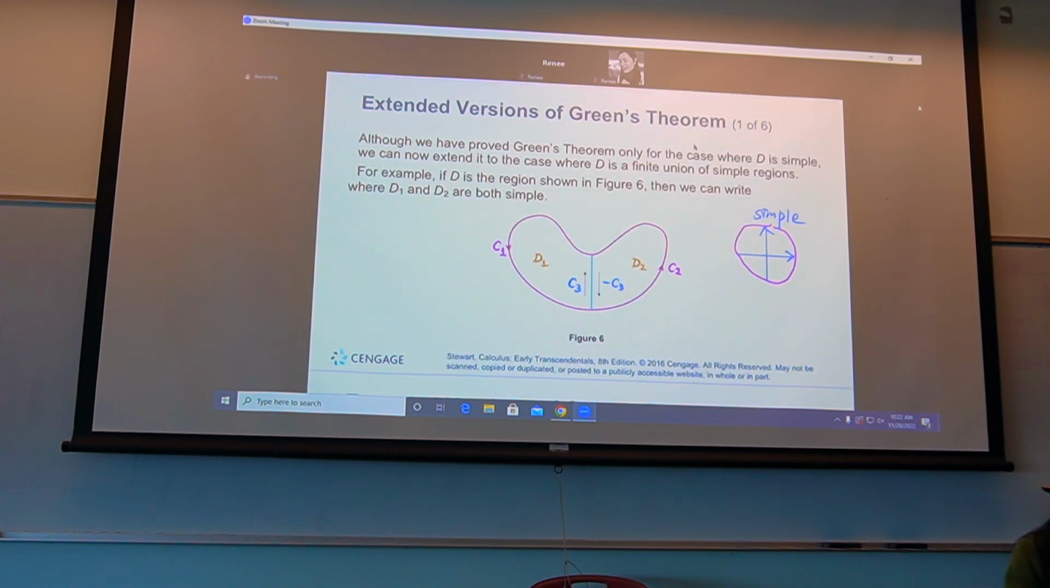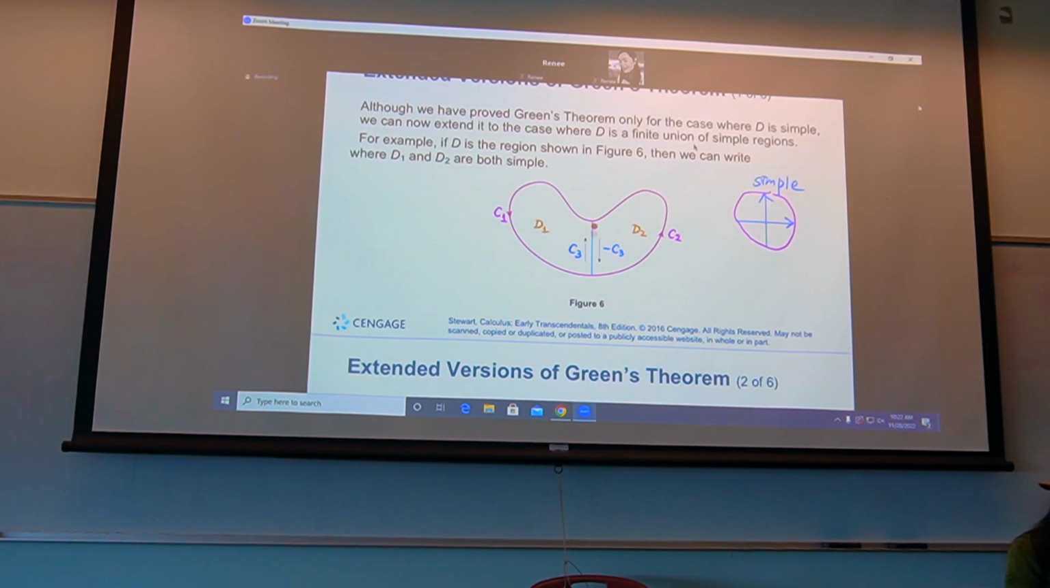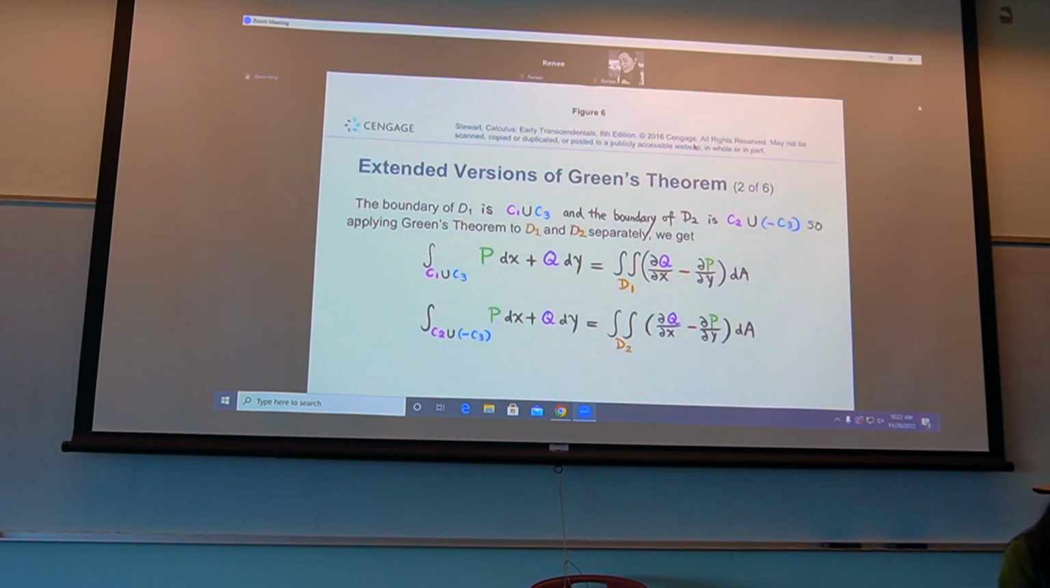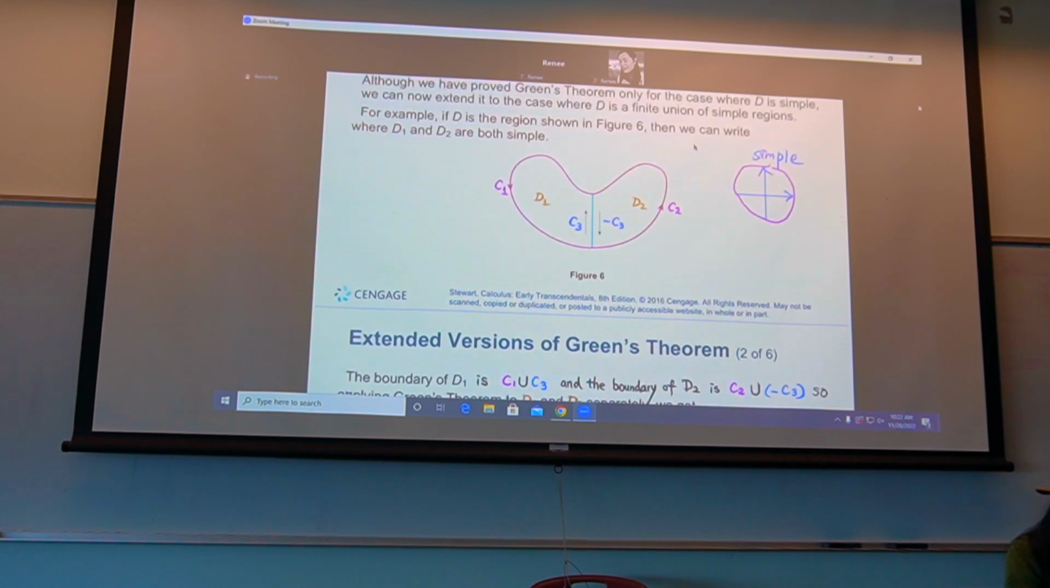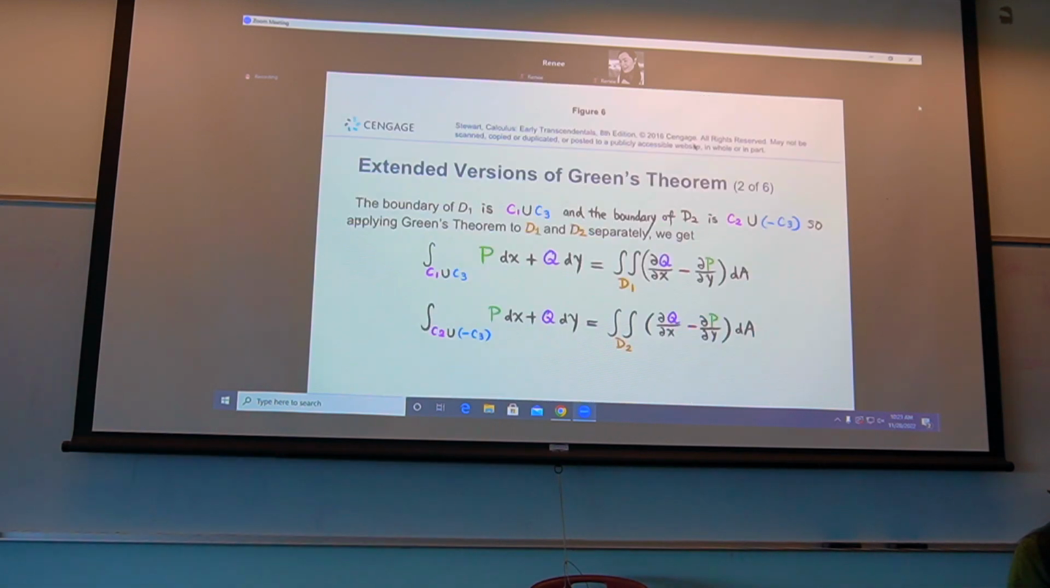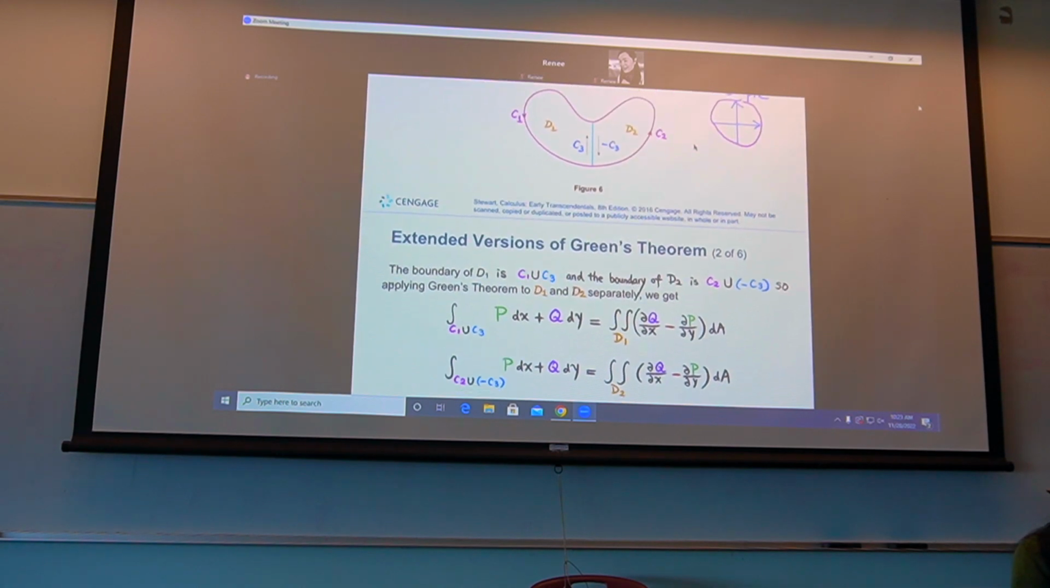Now, when we do it that way, notice that for this vertical line that we divided, we're going to go in this counterclockwise direction and go up like this. Let's call this C3. Then the other way, going back down here, is the opposite of C3, so it's negative C3. Then the boundary of D1 is C1 union C3, C1 followed by C3. And the boundary of D2 is C2, but it goes this way, so union the opposite of C3. So we can apply Green's theorem to both this region and this region.